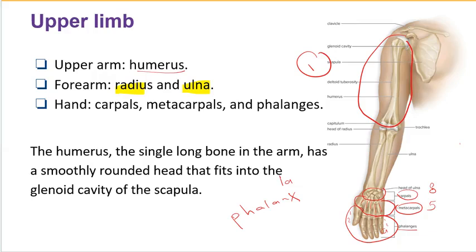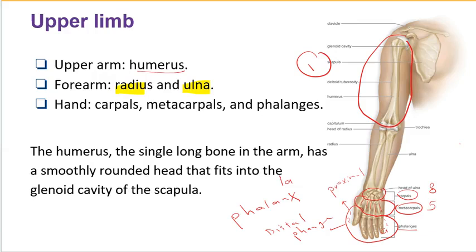Each of these phalanges, based on their position, is named accordingly: for our thumb, we have the proximal phalanx and distal phalanx, and for the other fingers, from 2 to 5, each has a proximal phalanx, middle phalanx, and distal phalanx, based on whether they are close to the body or far from the body.